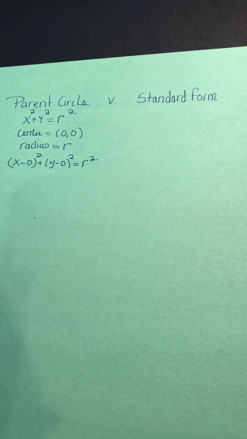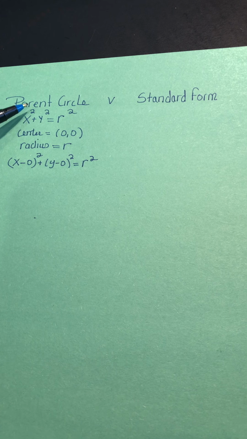Welcome to video number 3 on circles. In the last video, we learned that the equation for the parent circle was x squared plus y squared equals r squared. Further, we learned that to be a circle, the coefficients in front of the x squared and the y squared term both must match and both must be positive.